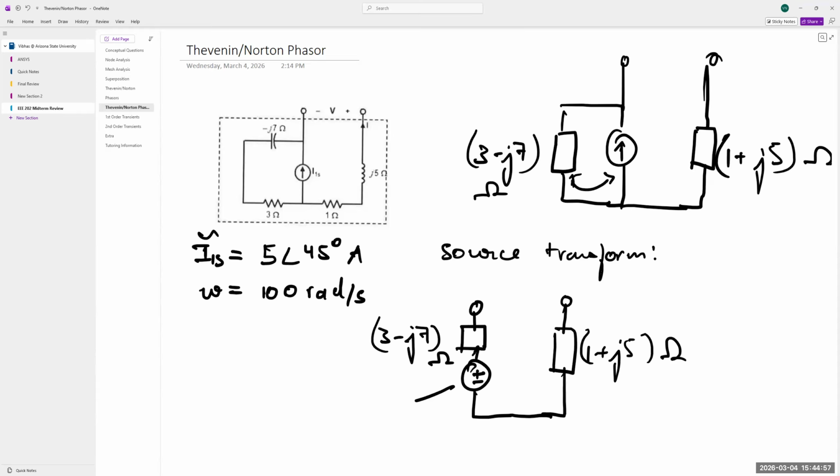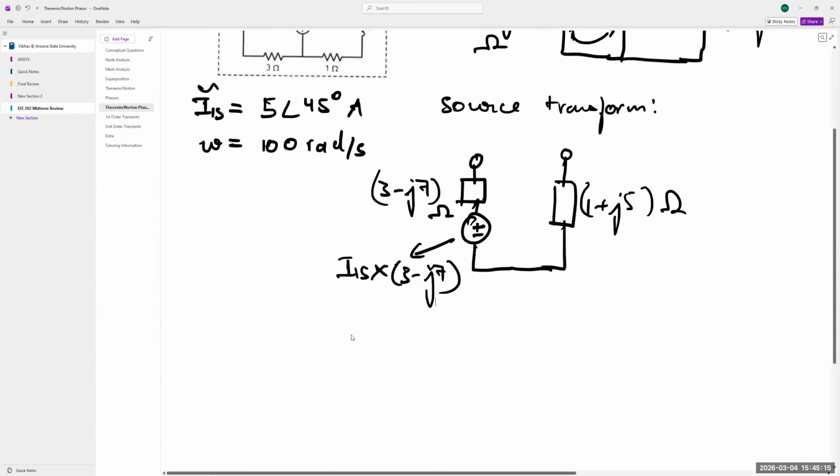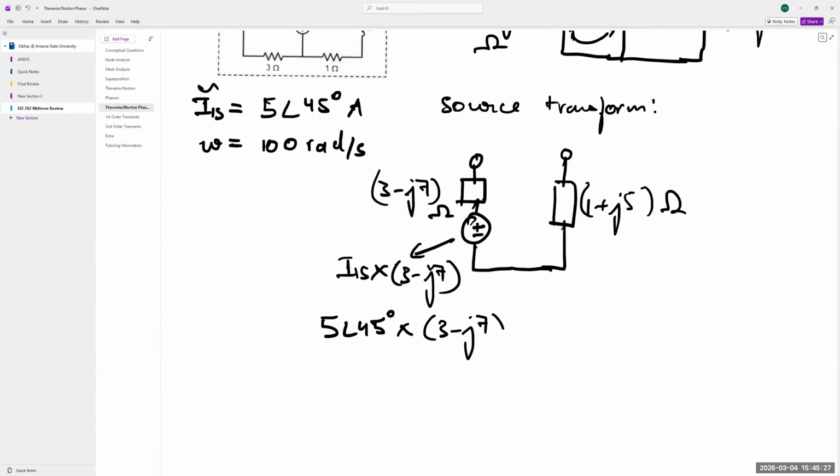And now we need to find out the value of this. So the value of that is going to be I1S times whatever was in parallel with that. So 3 minus J7, 3 minus J7. So you're going to plug this into the calculator. You're going to plug exactly the 5 angle 45 degrees times 3 minus J7 into your calculator. And whatever the answer to that is, it's going to be the value of the voltage over here.